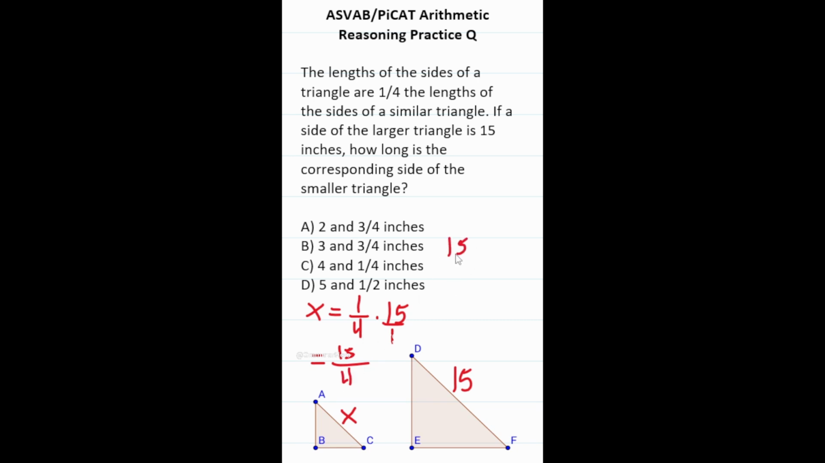Let's convert this to a mixed number via long division. 4 goes into 15 3 times without going over. 15 minus 12 is 3. This is going to be our whole number. This remainder of 3 is going to be our numerator. And this 4 is going to be our denominator. So this one is B, 3 3/4 inches.